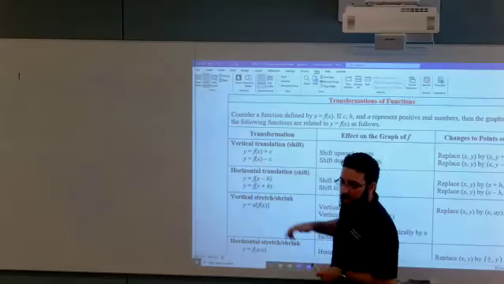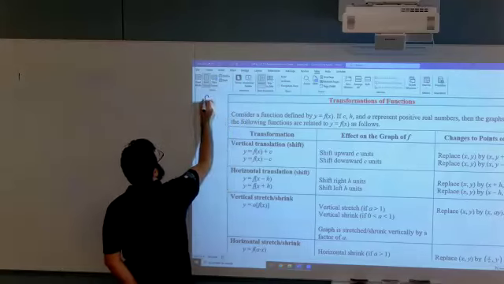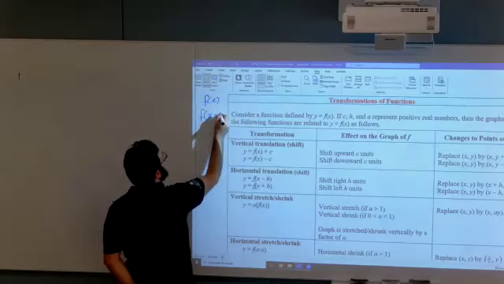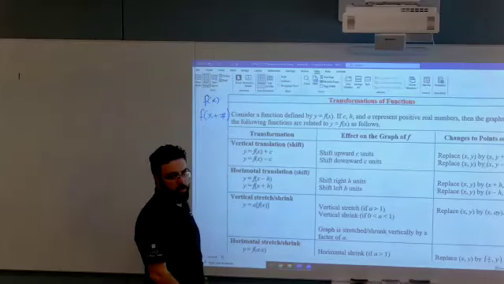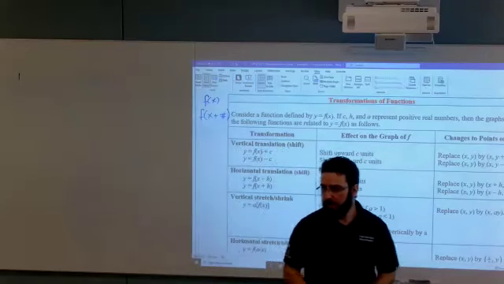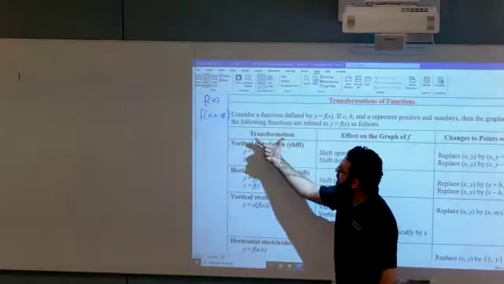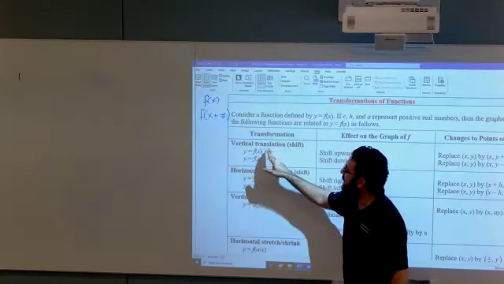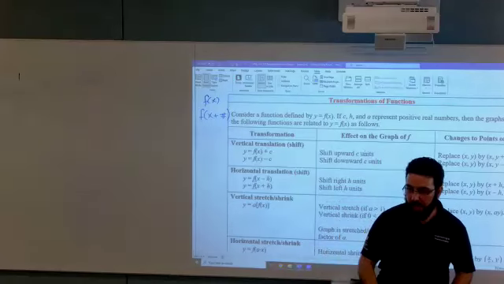f of x here means one of these basic functions. So every time you see f of x plus any number, it's built on one of these basic functions. Now let's check this one. We have a vertical transformation. That means we're going to move up or down.